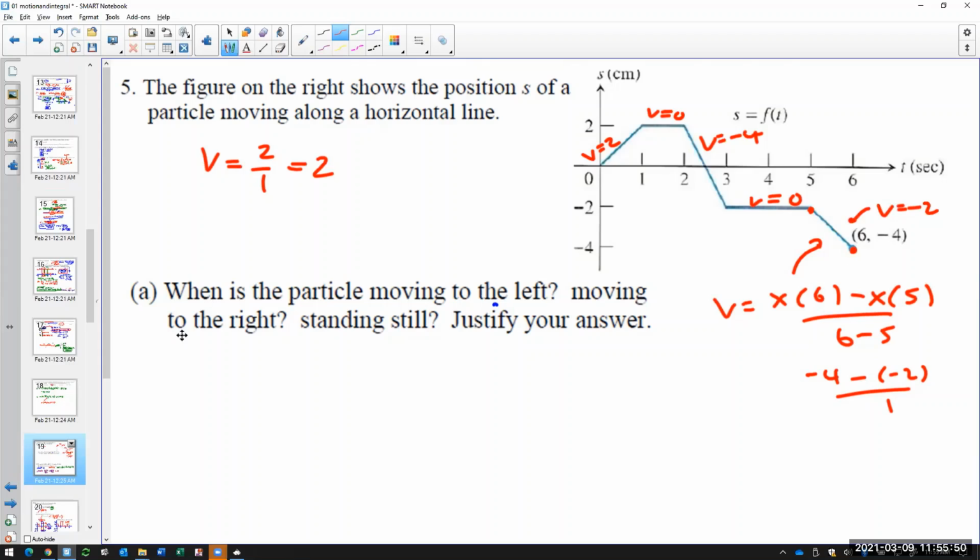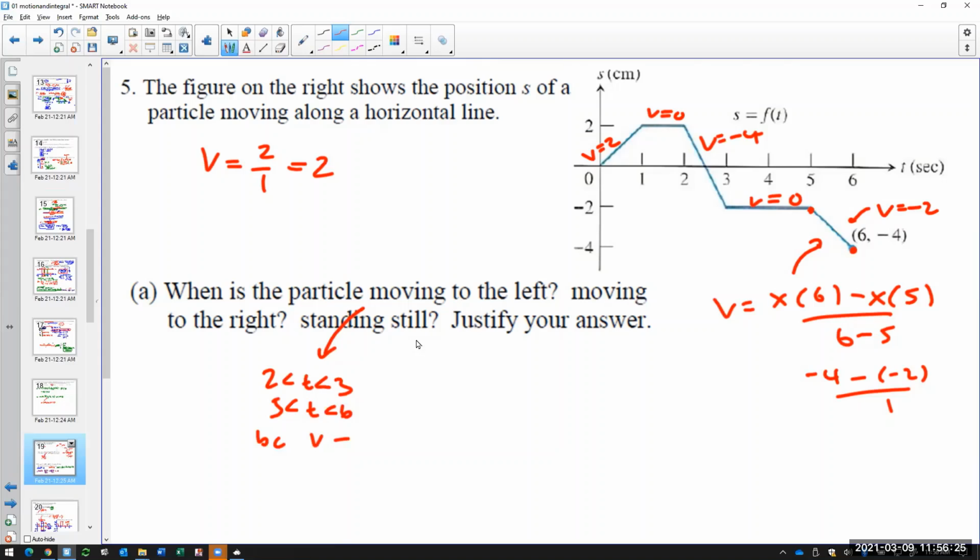All right, so let's go answer some questions. When is the particle moving left? When velocity is positive, you're moving right. When velocity is negative, you're moving left. What about when velocity is 0? Am I moving left or right? Not moving at all. So when am I moving left? That's going to be when velocity is negative. So between time 2 and 3, do you guys get anything else? 5 and 6. Okay, so those are your answers. And then the justification would be because V is negative.